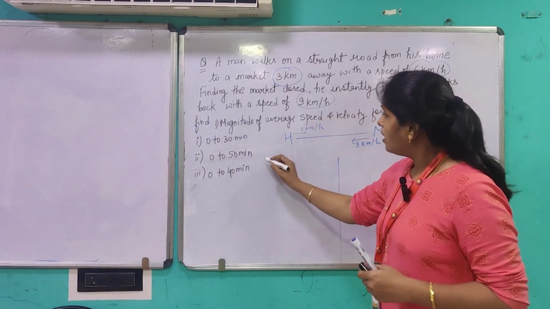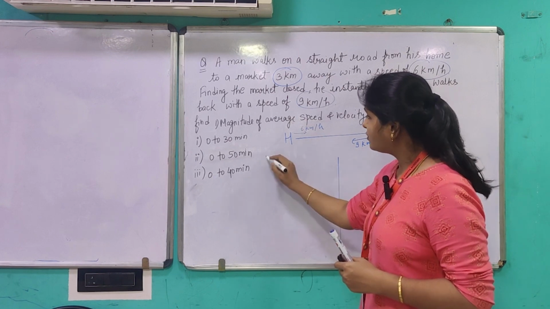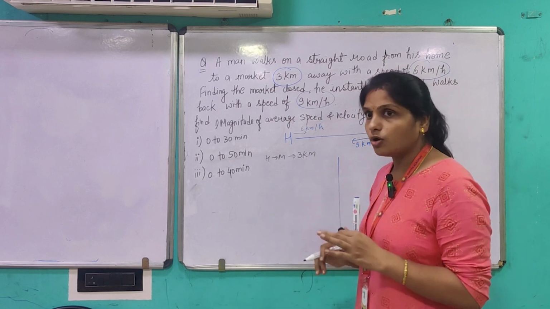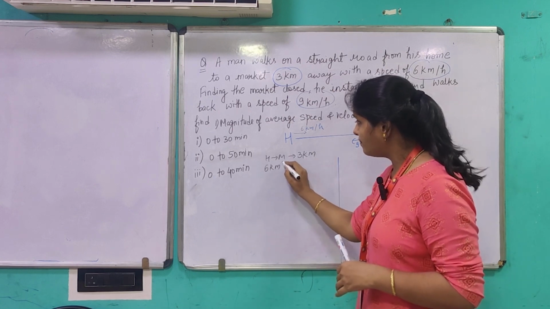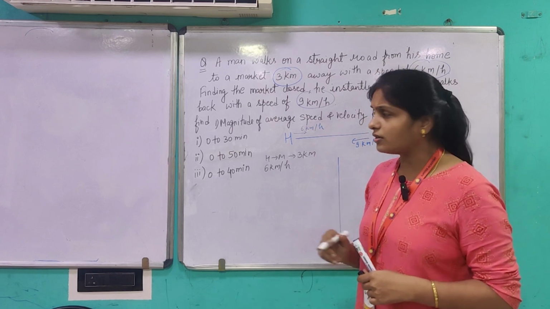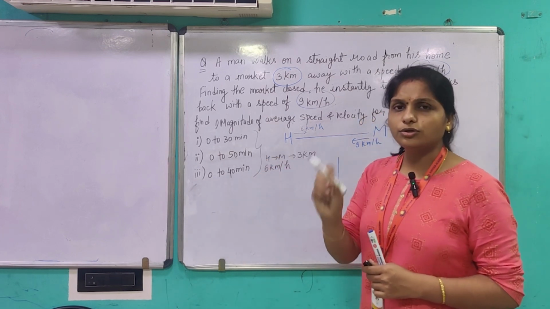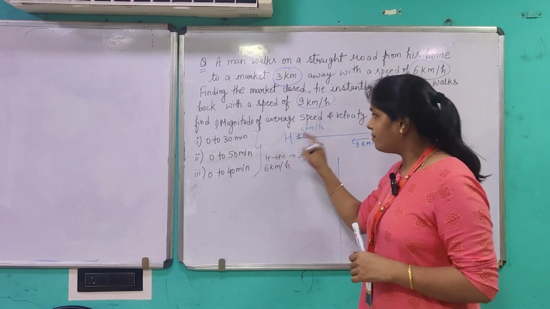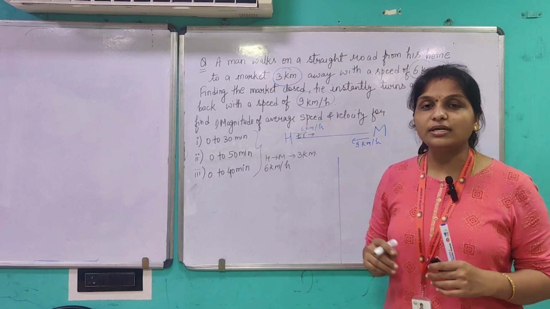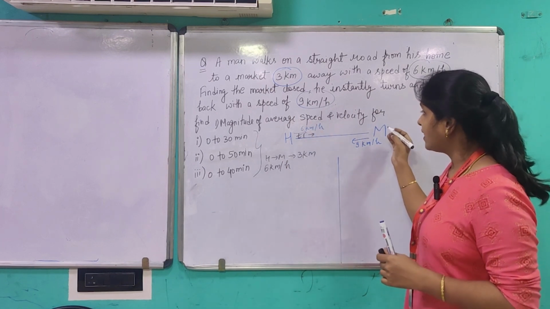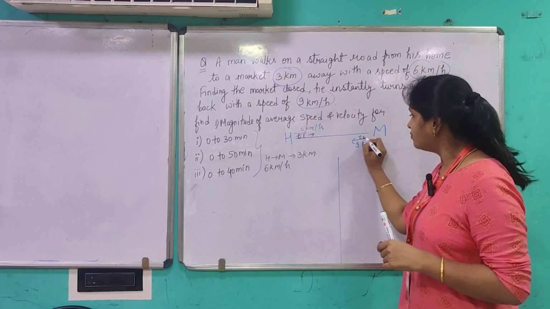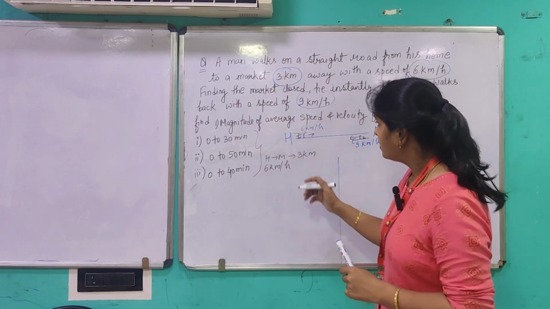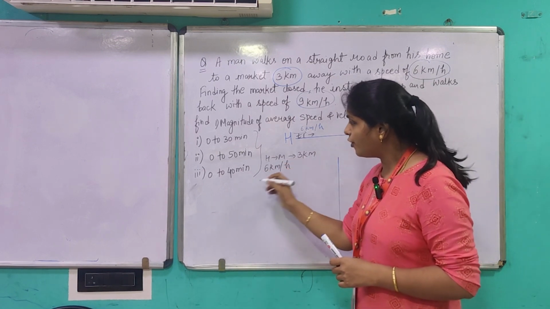How much distance between home and market? 3 kilometers. Fine. He is going with the speed of 6 kilometers per hour. So you should know about timing, because they are talking about times. I'm taking T1 from home to market, meaning he reaches the market in time T1, and returns back from market to home in time T2. Now find out what is T1. Solve with me.